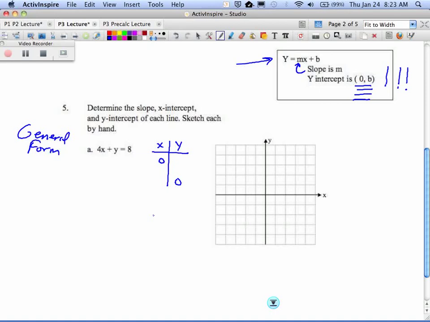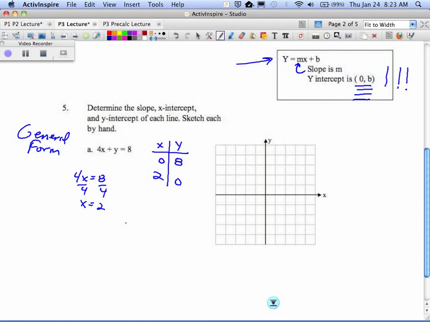Now, I'm going to let y be 0 this time, so I cover up the y, and what do you have left? You have 4x equals 8. Well, how do you solve that? Divide both sides by 4, and x is 2. How many points do you need to graph a straight line? 2. You might have had teachers in the past that say you need 3, and the third point is just to make sure you didn't make a mistake, right? But 2, I can do a straight edge on 2 points.